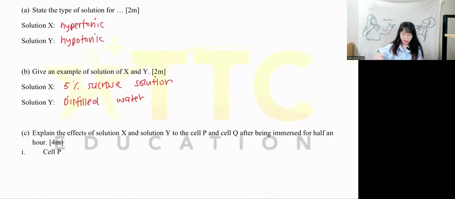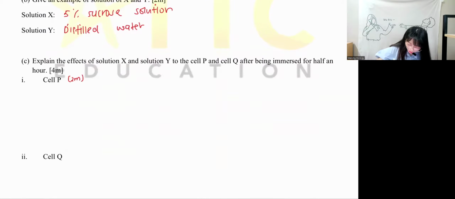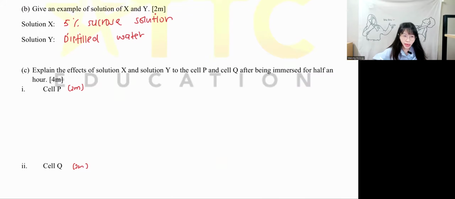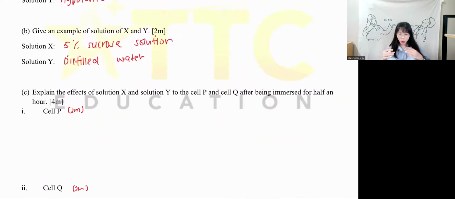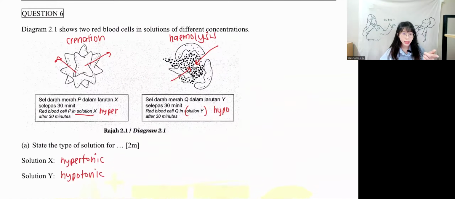Explain the effect of solution X and Y on cell P and Q after being immersed for half an hour. The question is 4 marks, so you're going to have 2 marks over here and 2 marks over here, right? Based on the marks distribution, 2 and 2 marks. To write for cell P, because just now we wrote the term already, we can skip the hypo, but we have to write the term. The term that we have to use here is crenation.